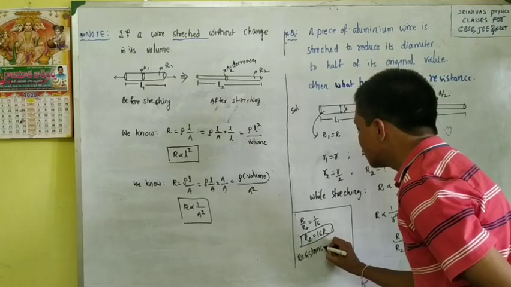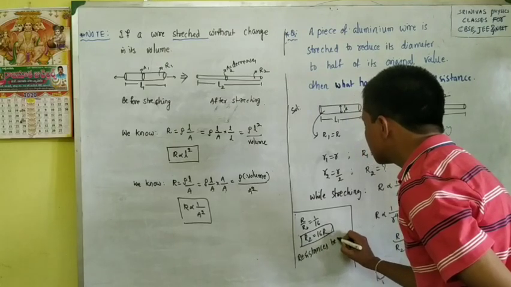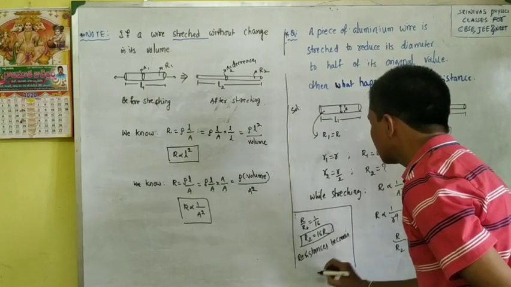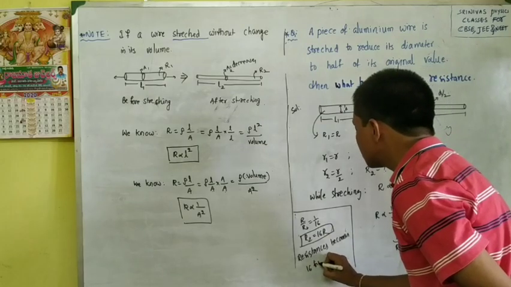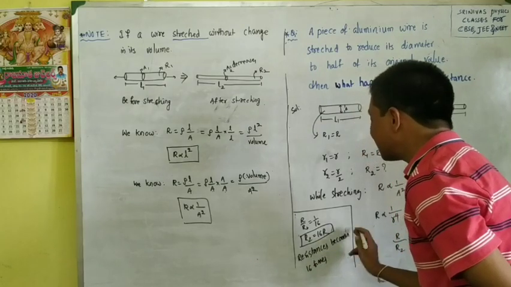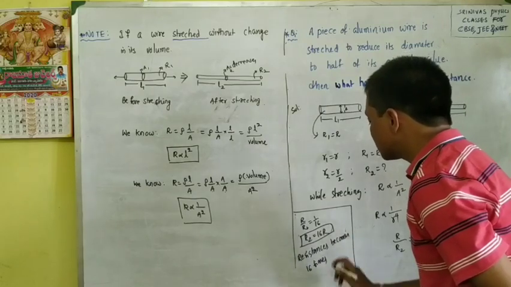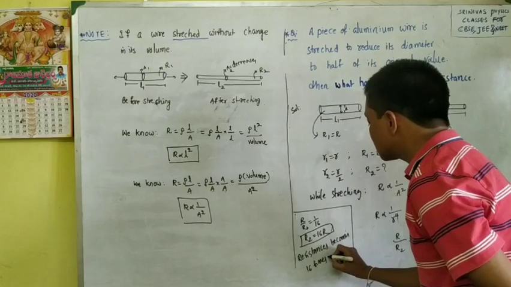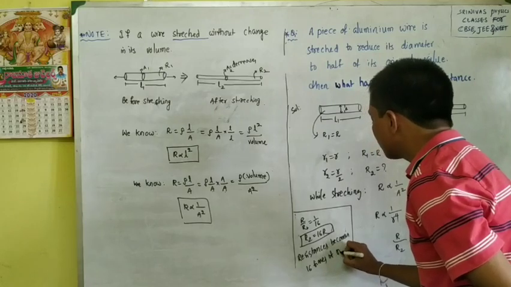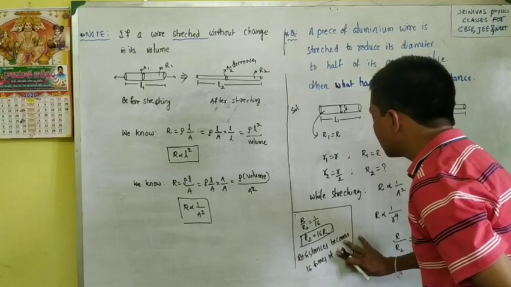Resistance becomes 16 times. Increases by 16 times, right? Resistance becomes 16 times of the original or initial resistance.